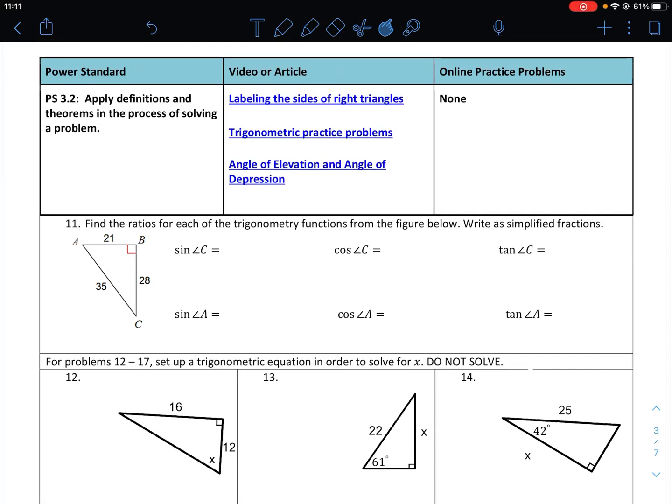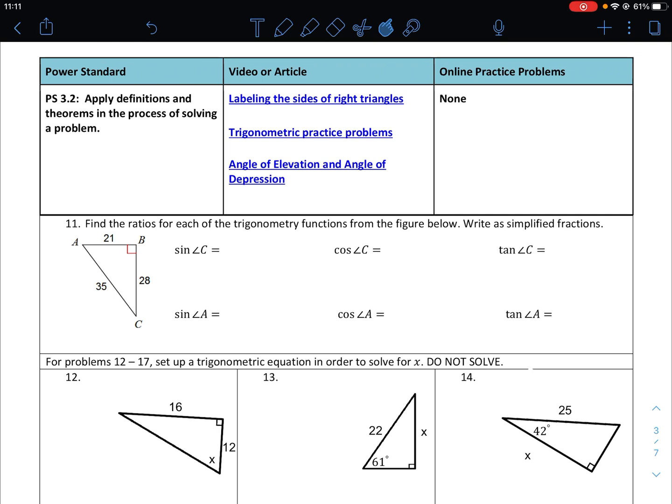Standard 3.2 is the setting up of the problem, making sure that we're applying definitions and theorems in the process of solving a problem. So we're setting things up in the right way. Again, we're going to set up all of these equations, and you'll notice the directions are telling you not to solve anything. For number 1, however, we're going to start just by listing the ratios for each trigonometric function.